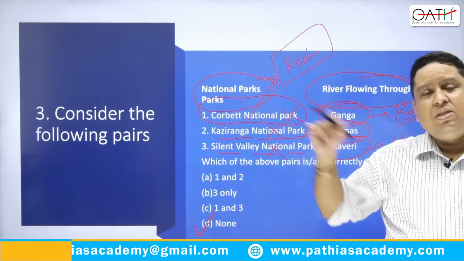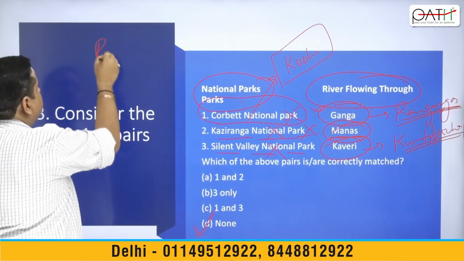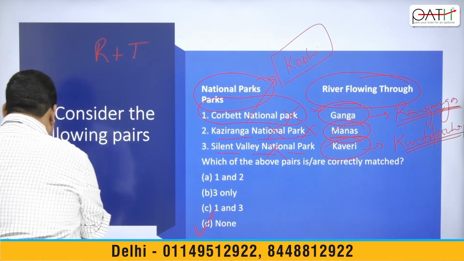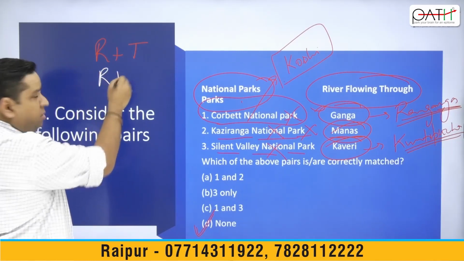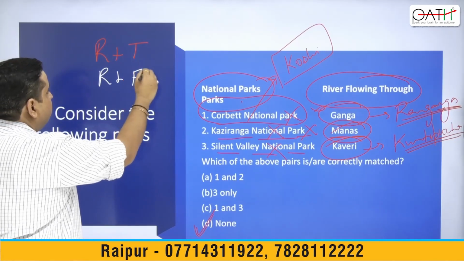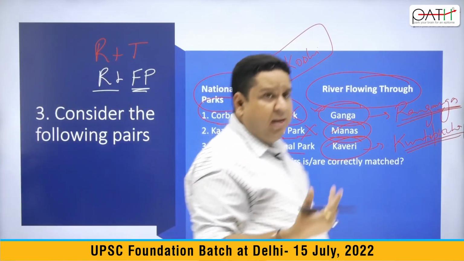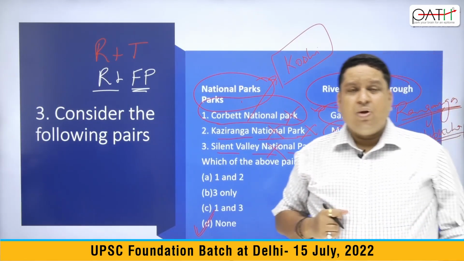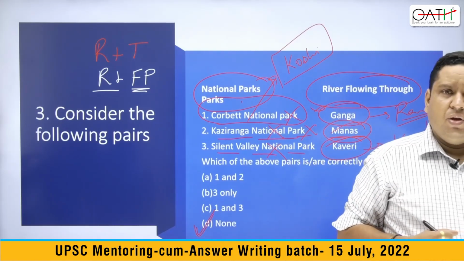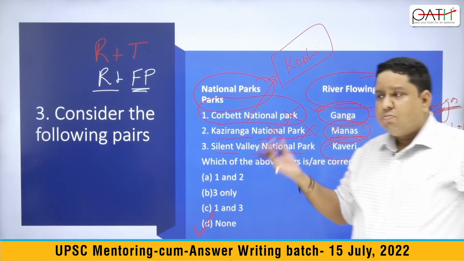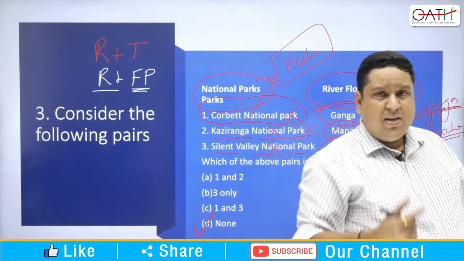As far as the topic of rivers is concerned, river plus its tributary is an evergreen thing. Apart from this, river plus famous place. This famous place can be any famous place, for example, a capital of any state. For example, Lucknow is located on the bank of Gomti River. Hyderabad is located on the bank of Musi River. Similarly, it can be any other famous place.